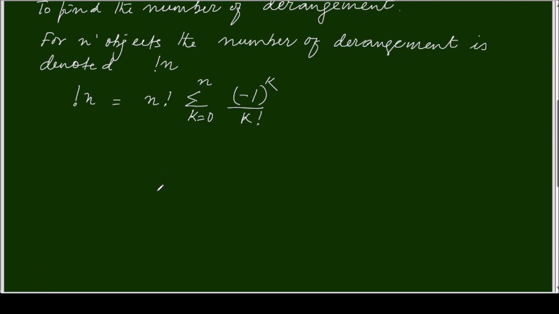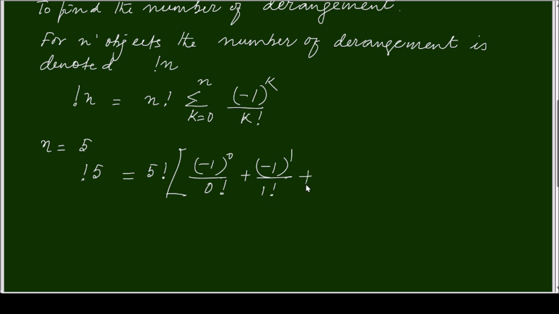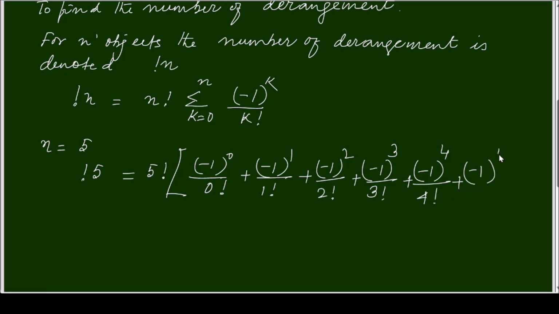So now it's very easy. N equals 5. So the number of derangements of 5 equals 5 factorial multiplied by minus 1 power 0 over 0 factorial, plus minus 1 power 1 over 1 factorial, plus minus 1 power 2 over 2 factorial, plus minus 1 power 3 over 3 factorial, plus minus 1 power 4 over 4 factorial, plus minus 1 power 5 over 5 factorial. The bracket closes.